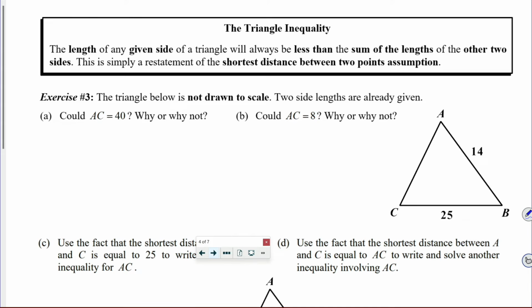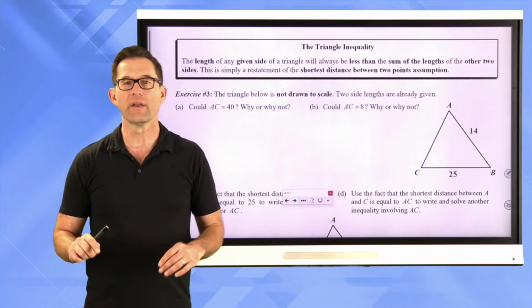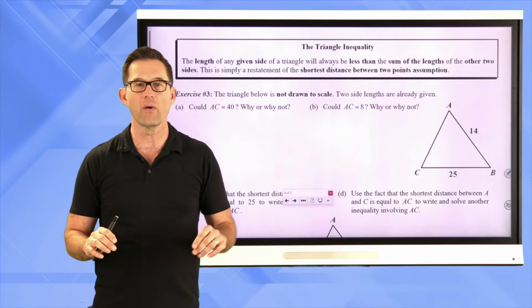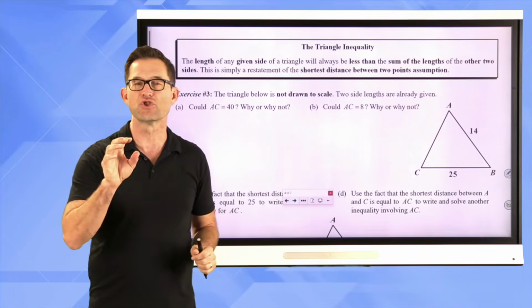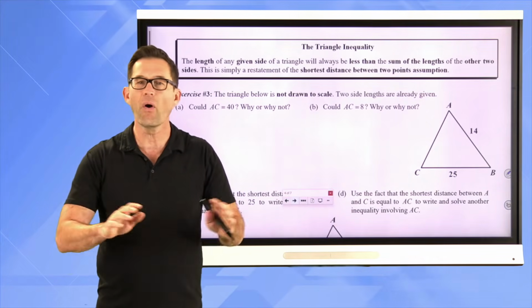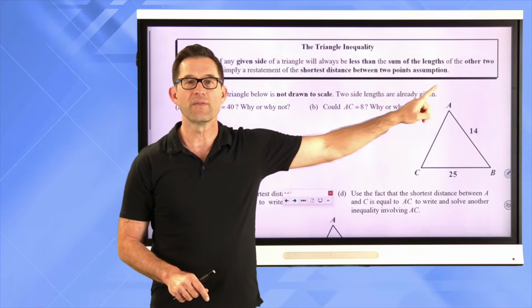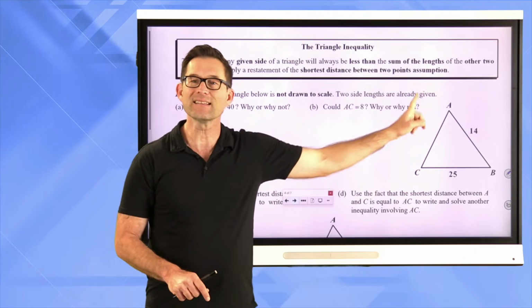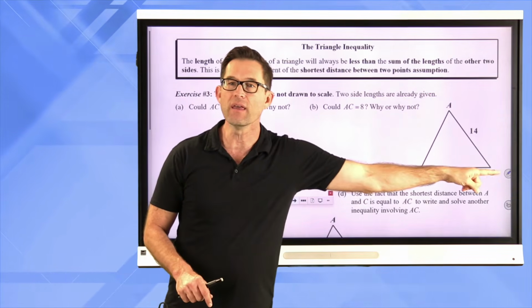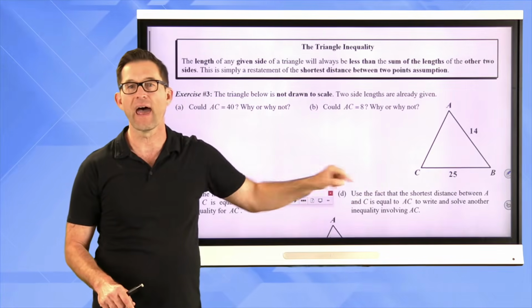The length of any given side of a triangle will always be less than the sum of the lengths of the other two sides. This is simply a restatement of the shortest distance between 2 points assumption. A lot of people treat the triangle inequality as some kind of crazy theorem, but all that it's saying is that if I take side AC and look at the distance from point A to point C, that has to be smaller than going from A to B and then from B to C and adding those together.